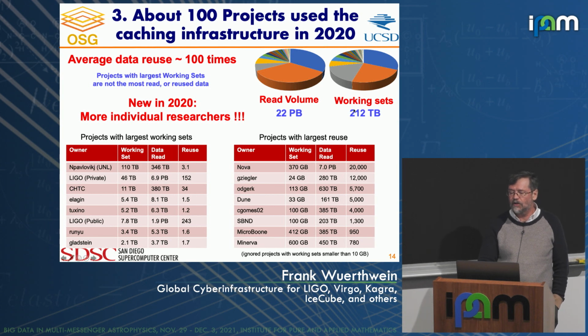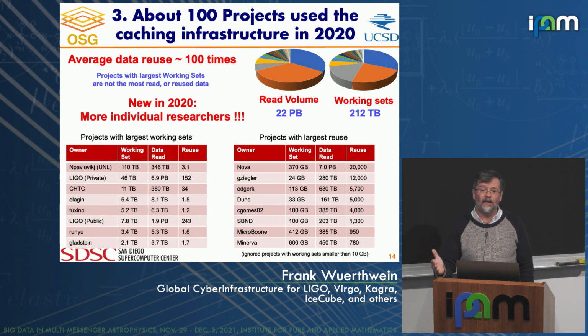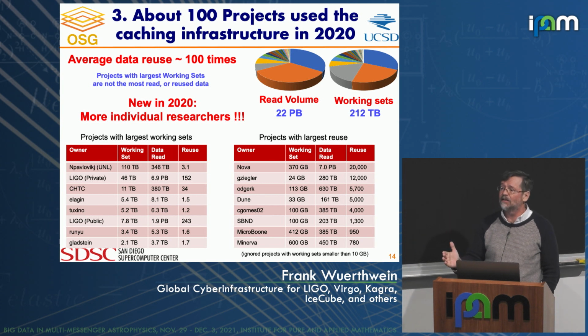And they use the caching infrastructure in part because they heavily reuse data, in part because it's just damn simple and convenient because it hides any kind of data movement from you. Data is just there. And so it's convenient.